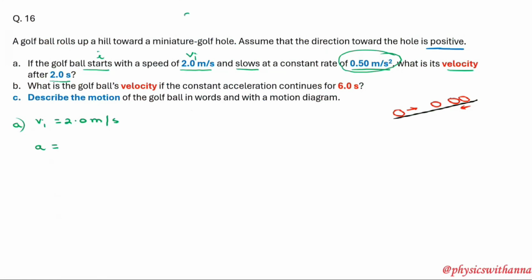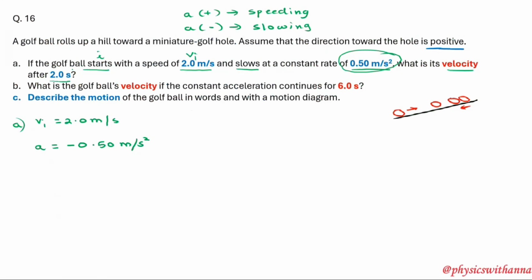Now acceleration is taken to be positive if the object is speeding up, and it will be taken as negative if it is slowing down. Since acceleration is a vector quantity, it has direction, and you need to take its value as positive or negative depending on whether it is speeding up or slowing down. So since we are slowing down here, this value of acceleration I will take to be negative 0.50 meter per second squared. Whether you have to take acceleration positive or negative is not given in the question directly on the number. You always have to see whether it is speeding up or slowing down.